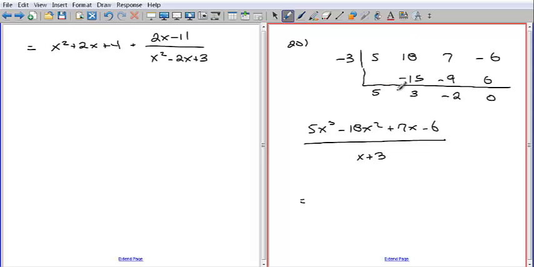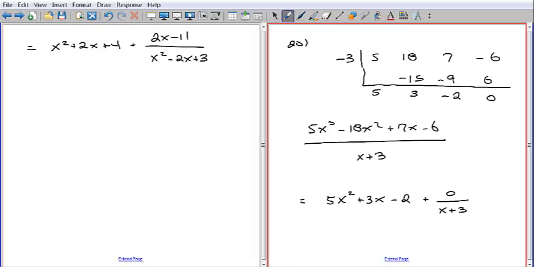And those coefficients represent the coefficients in front of the terms with one less power than the original. So this is the x squared, this is the x, and this is the constant term. And because you have 0 remainder, there's 0 divided by x plus 3, which we usually don't show. But if you had something here that wasn't 0, then that would be the numerator.